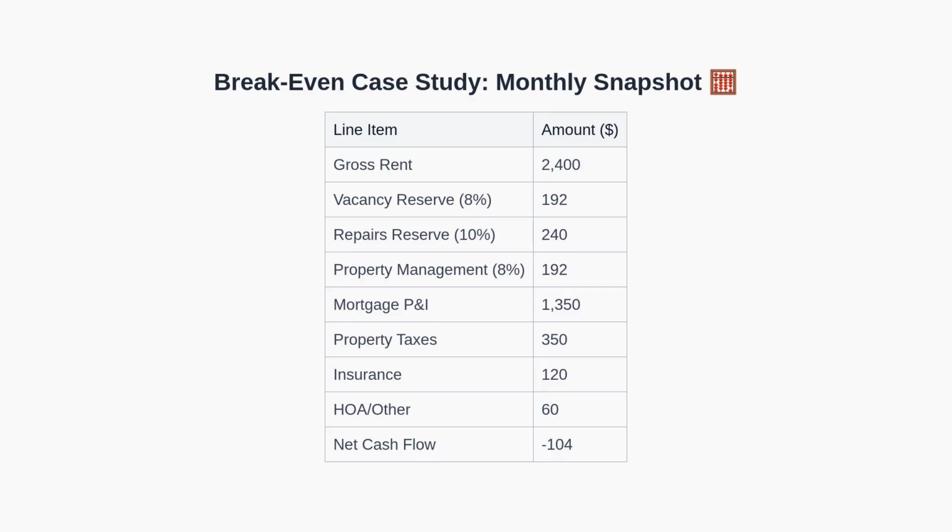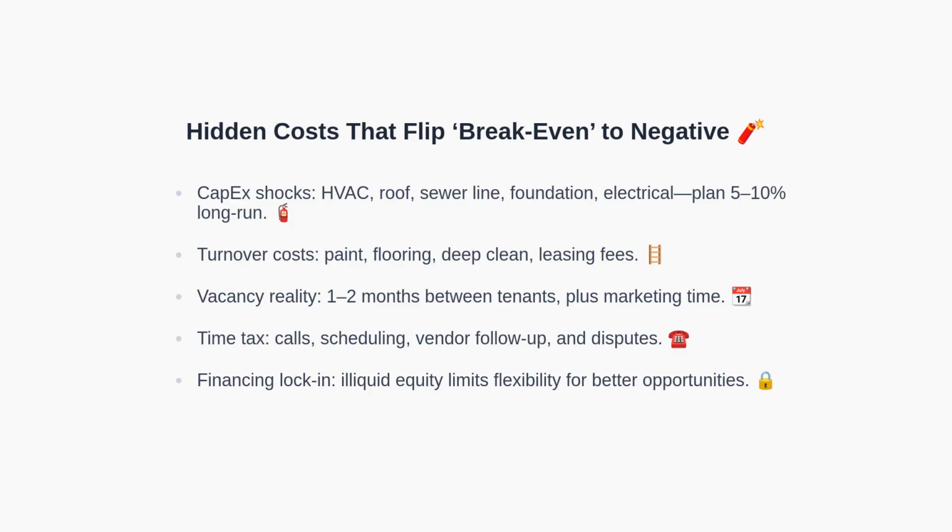Beyond monthly line items, several hidden costs often turn a break-even projection negative. Capital expenditures such as HVAC, roof, sewer line, foundation, or electrical issues require significant reserves. Tenant turnover introduces costs for painting, flooring, deep cleaning, and leasing fees. Vacancy is a real risk, with 1 to 2 months between tenants plus marketing and processing time. Your personal time is also a hidden tax, consumed by phone calls, scheduling, vendor coordination, and dispute resolution. Finally, when equity is tied up in a second illiquid property, your flexibility to pursue better opportunities is reduced.